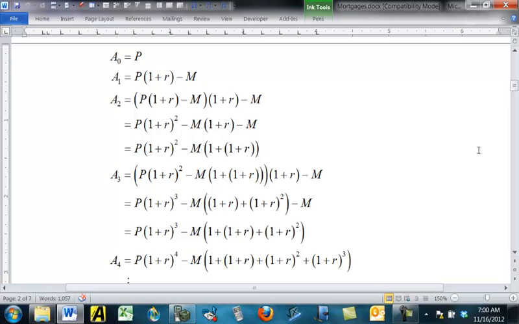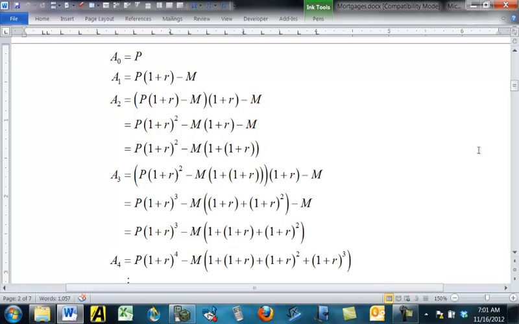Well, again, I'm going to distribute the 1 plus R, and now we have P times (1 plus R) cubed. Then on the inside of the second one here, I've got minus M times (1 plus R plus (1 plus R) squared), and then we have the minus M at the end. And I'm going to factor an M out of all that, and I get P times (1 plus R) cubed minus M times (1 plus (1 plus R) plus (1 plus R) squared).